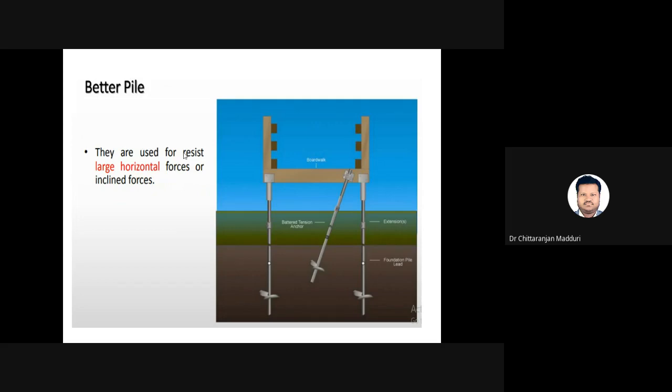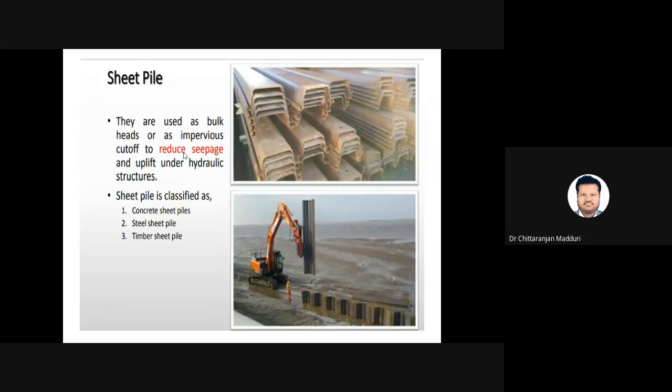Batter piles are used to resist large horizontal forces or inclined forces. Then sheet piles: these are used as bulkheads or impervious cutoffs, to reduce seepage and uplift under hydraulic structures. Generally, in order to construct bridges or piers in seas or oceans, we need to remove the water. In order to remove the water, we need to go for sheet piles.